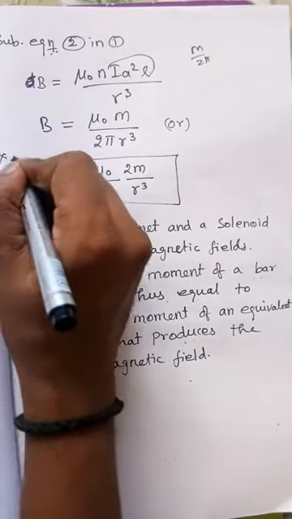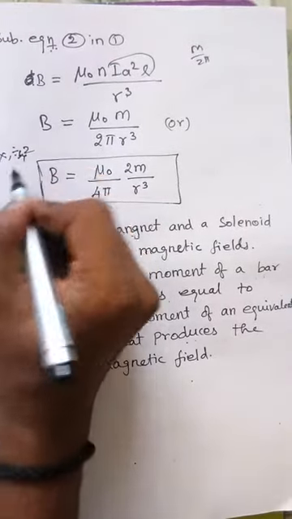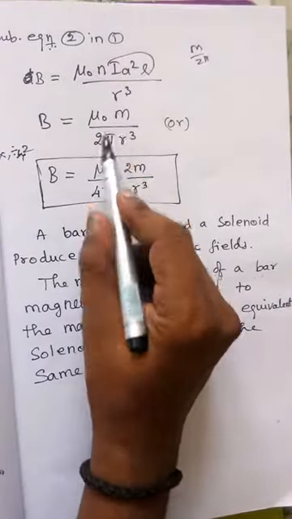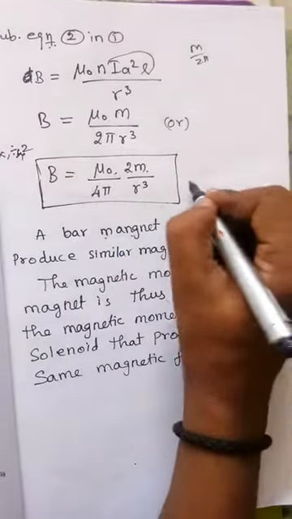Here multiply and divide by 2. So 2 into 2 is 4, and we get mu naught by 4 pi into 2M by R cube. This is a very important formula.